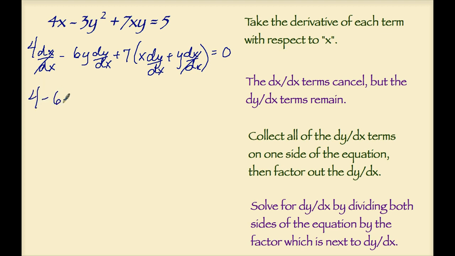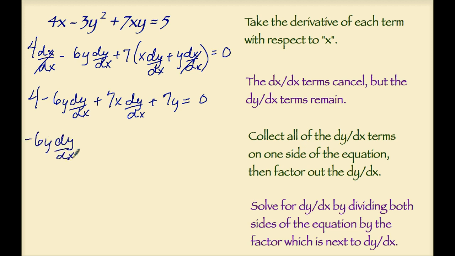4 minus 6y dy/dx plus 7x dy/dx plus 7y equals 0. Collect all of the dy/dx terms on one side of the equation, then factor out the dy/dx. Negative 6y dy/dx plus 7x dy/dx. We'll move the other terms to the other side of the equation. That will equal negative 4 minus 7y.